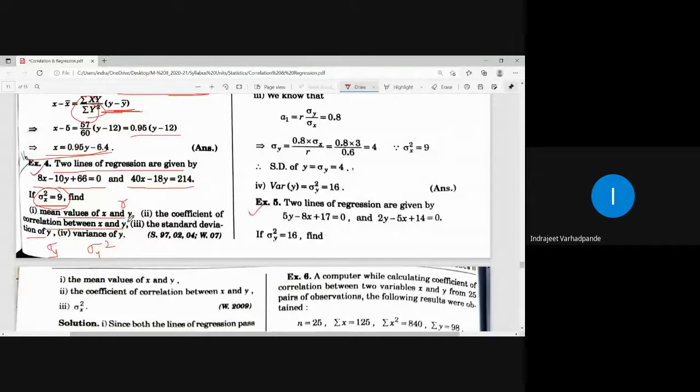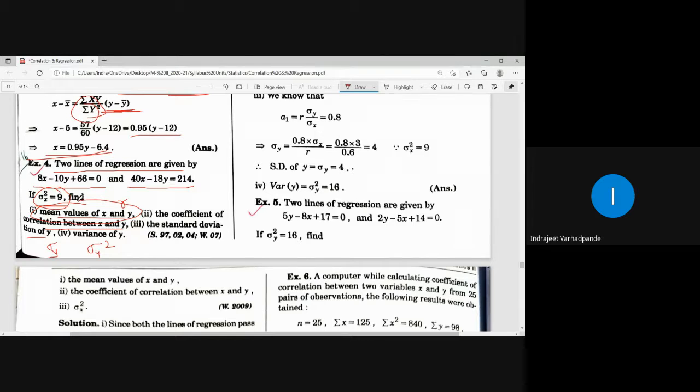So from the given lines of regression, we will usually try to identify which one is y on x and which one is x on y. But before that, whenever we have to calculate the mean values of x and y, how do you calculate the mean values of x and y?